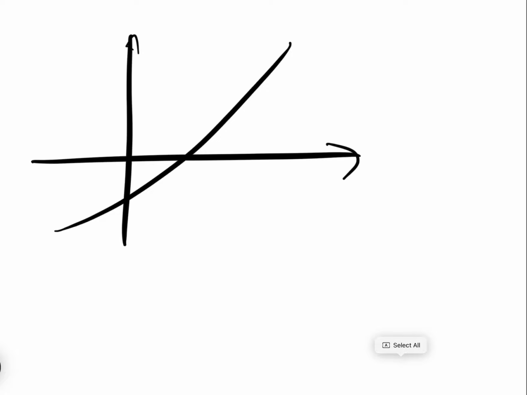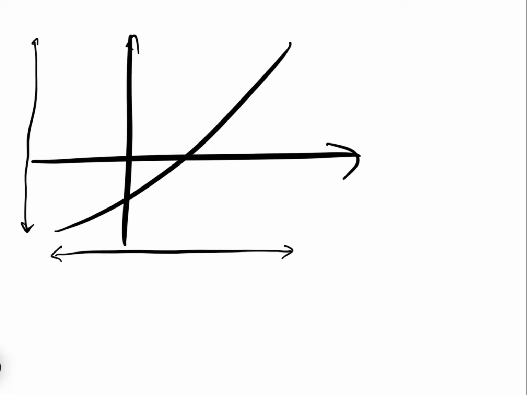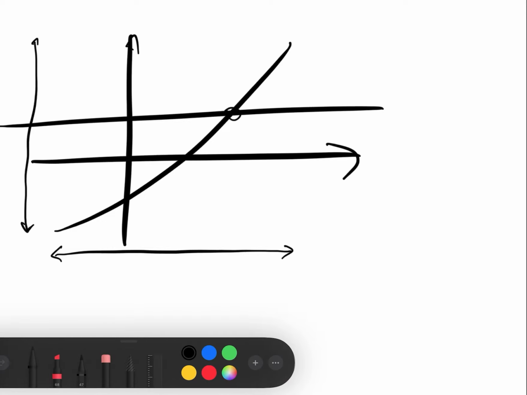Let's just get that horizontal line out of the way. This here, assuming that the codomain is here and the domain is here, then this is both injective and surjective because any horizontal line drawn across will cross that line only once.